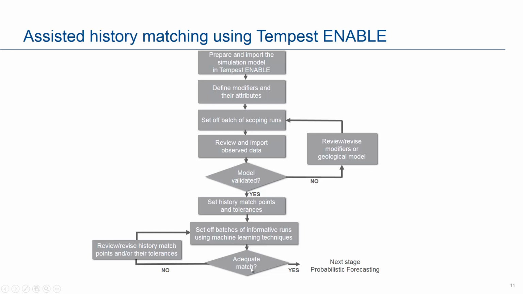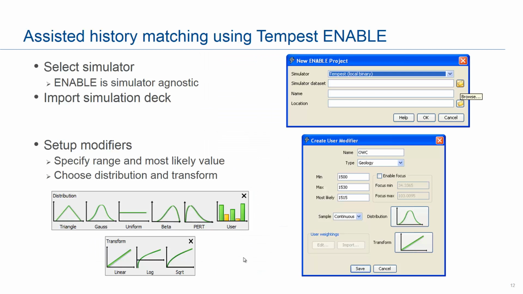Once you have obtained an adequate match, you move on to probabilistic forecasting, which is the next workflow in the modeling chain. If you have not obtained a satisfactory history match after a batch of informative runs, then you will go back and revise your history match points and their tolerances until you have obtained a satisfactory match. So just to provide you a little bit more detail on these steps.